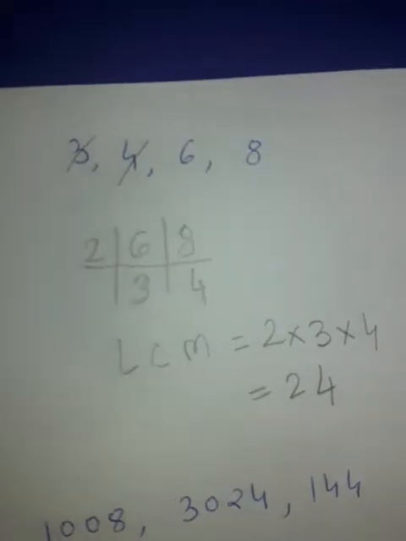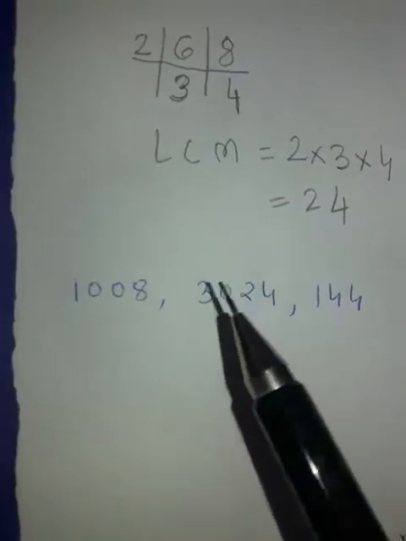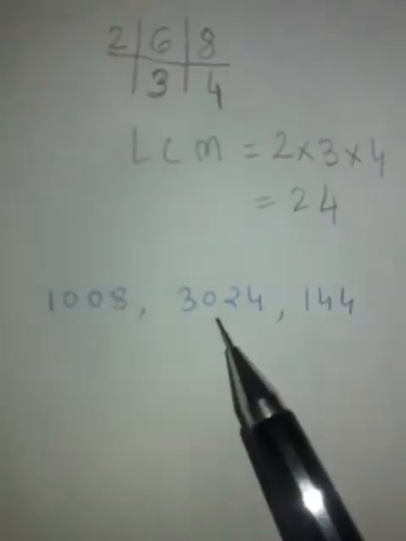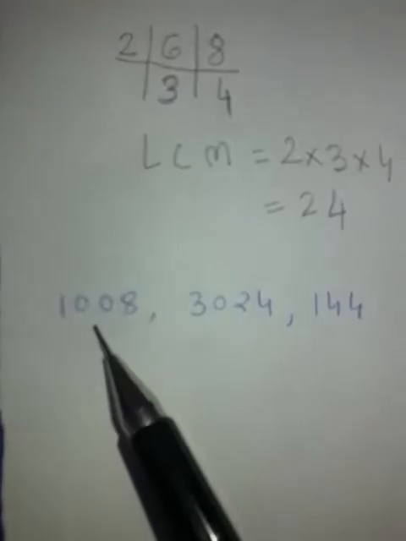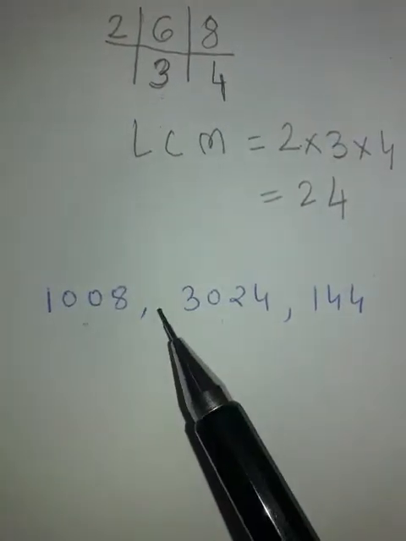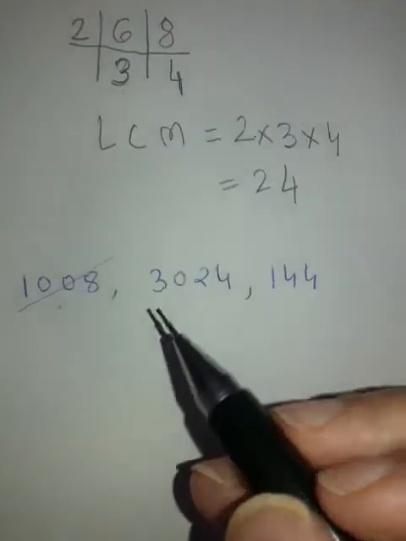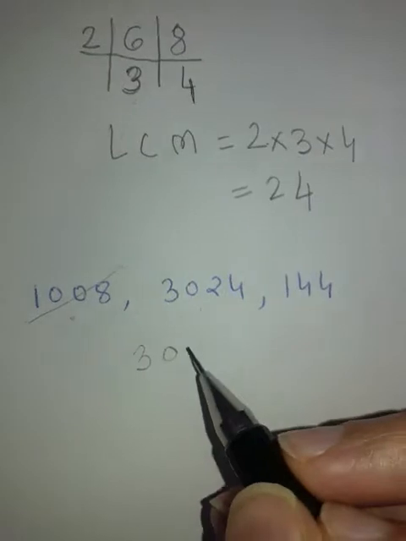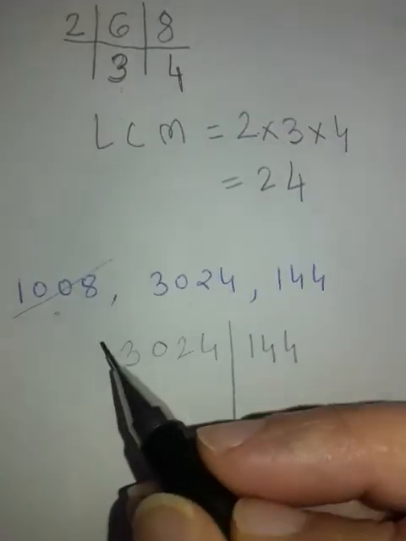24 is the LCM. Now the big numbers: 1008, 3024, 144. I notice that this into 3 is this, and this number into 3 is this. That means this is a factor, so I can ignore it. I am left with these two numbers.